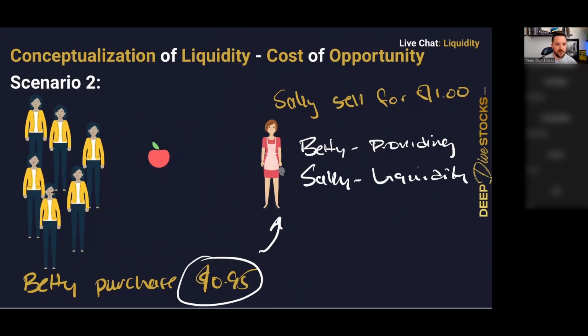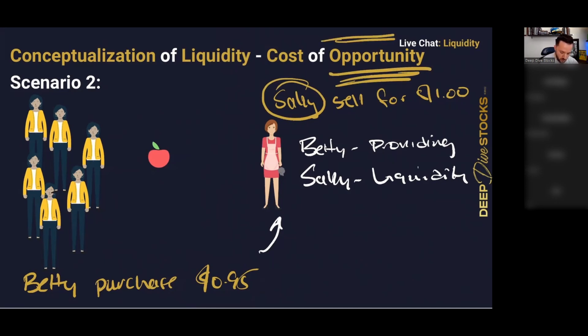So in this scenario, who has the power? Obviously the buyer has the power because they're the ones providing liquidity. Betty has the power, right? I would say Sally, because if one of these wants to trade, they're going to have to agree with Sally. She's the only one selling apples, and we have 6 people who need apples. So why would she lower her price from $1? You know what I mean?